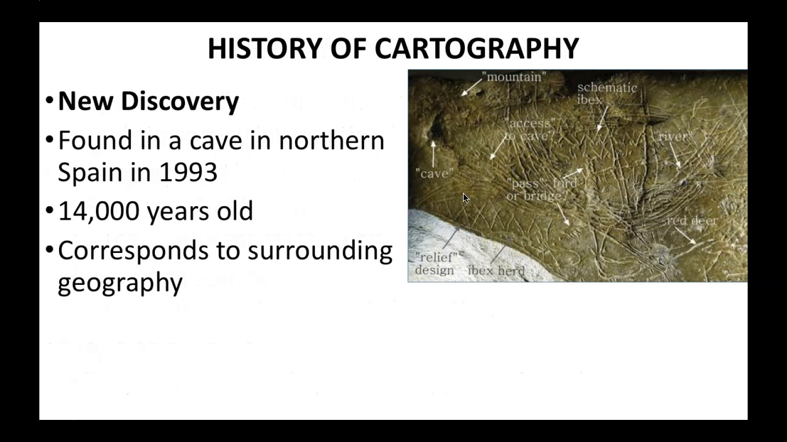Okay, beginning with the history of cartography, we continue finding maps in caves where maps were created. For example, a new discovery in 1993 was found in a cave in northern Spain, and we date this as the oldest map at 14,000 years old. This is a map that was found etched in a cave with a relief, and we can identify different aspects of the terrain of the surroundings of the cave where this map was found as well.